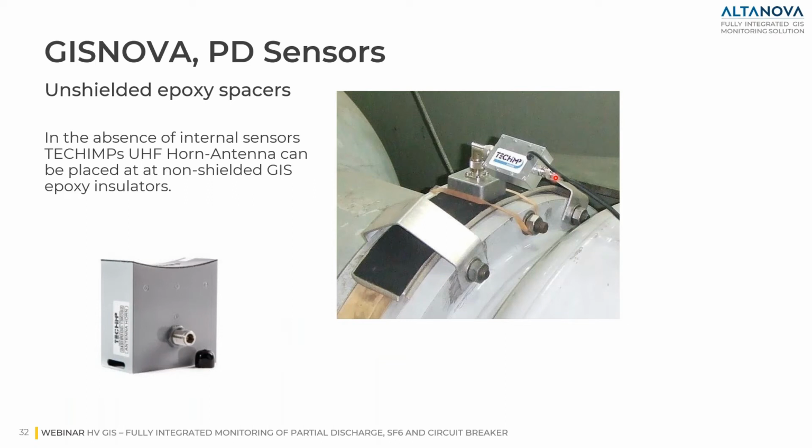But in absence of this kind of internal sensor, we have a dedicated solution, dedicated sensor. This is our horn antenna that can be placed on the spacer and not shielded GIS epoxy insulator as reported here on the picture.